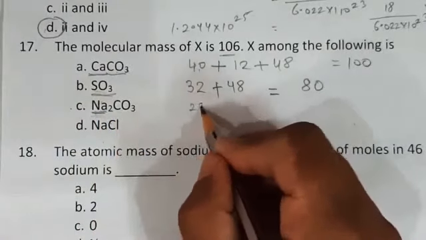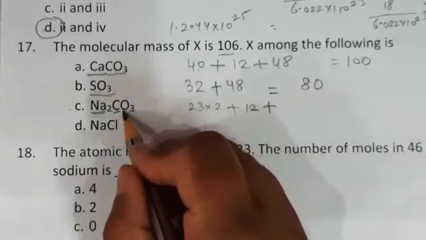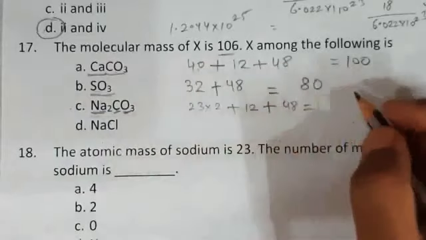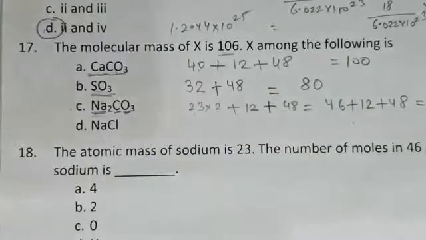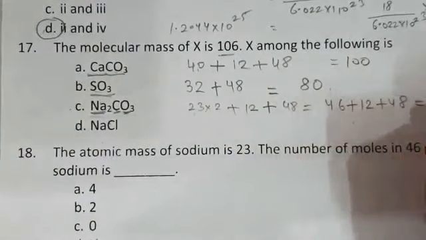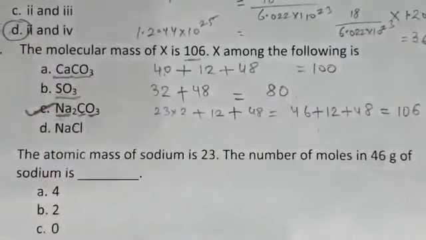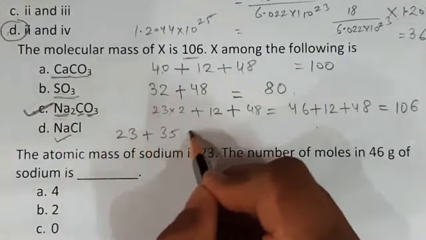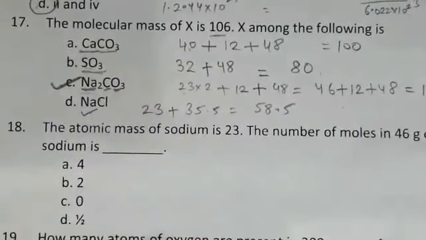Okay. Na2CO3. For sodium it is 23. 23 2s are 46, plus carbon 12, plus oxygen 16, 16 3s are 48. So 46 plus 12 plus 48, it will be 106. So the answer is C, Na2CO3. For NaCl, when you calculate, it will be 23 plus 35.5, that will be 58.5. So the answer is C.